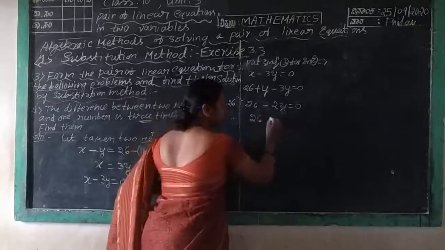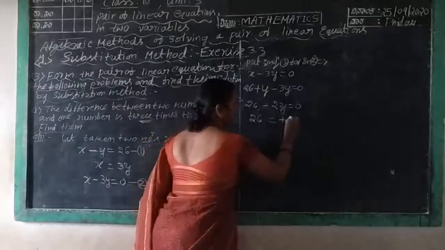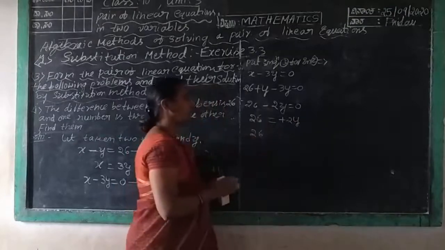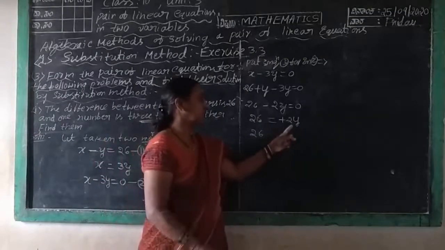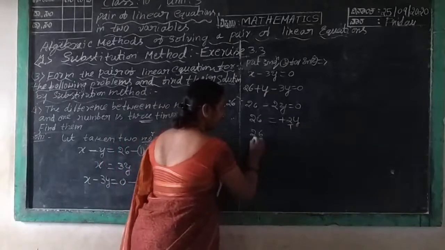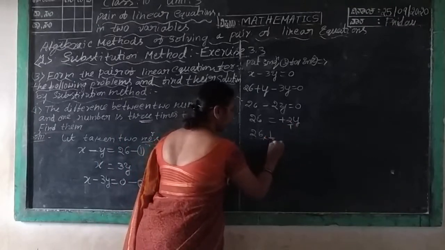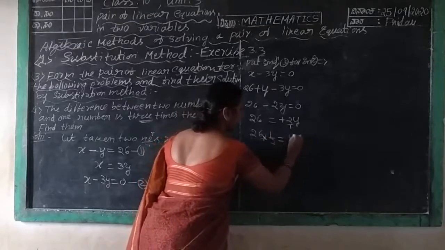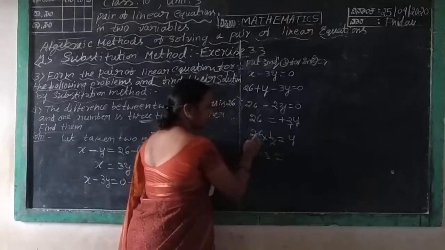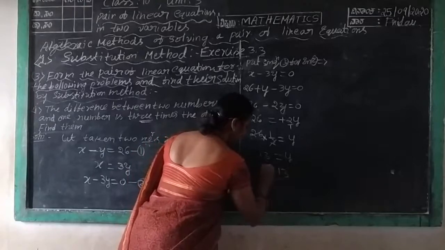Then minus 2y is moved to the other side with the sign changed: minus 2y is equal to minus 26, so 2y is 26. Then we will find y only. But the 2 is there, so 2 is moved to the other side. 2 by 1 changes to 1 by 2 because a multiplication is there. Then divide: 2 ones are 2 and 2 thirteens are 26. Then we will get the y value 13.